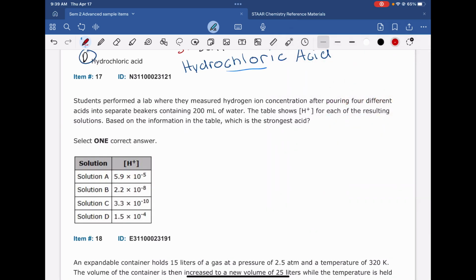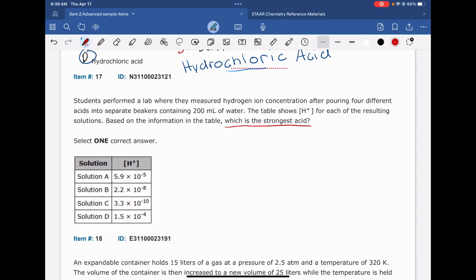Okay, so question number 17 reads as follows. Students performed a lab where they measured hydrogen ion concentration after pouring 4 different acids into separate beakers containing 200 milliliters of water. The table shows H plus for each of the following solutions. Based on the information in the table, which is the strongest acid? So we know that solutions A, B, C, and D are all acids. So we're going to look at the H plus concentration. It's asking us to find the strongest acid.